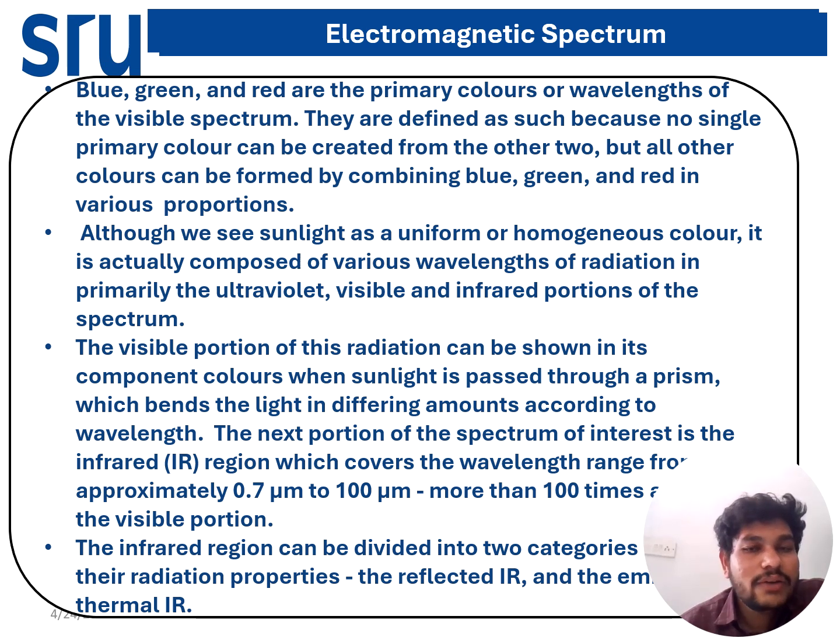So in that visible wavelength, three are the important and primary wavelengths or colors, that is the blue, green, and red. They are defined as such because no other primary color can create it from the other two. All other colors can be formed by combining these three, right? So that's why they are the primary colors. No two primary colors form a third, but other colors we can form by using these primary colors. So primary colors are blue, red, and green.